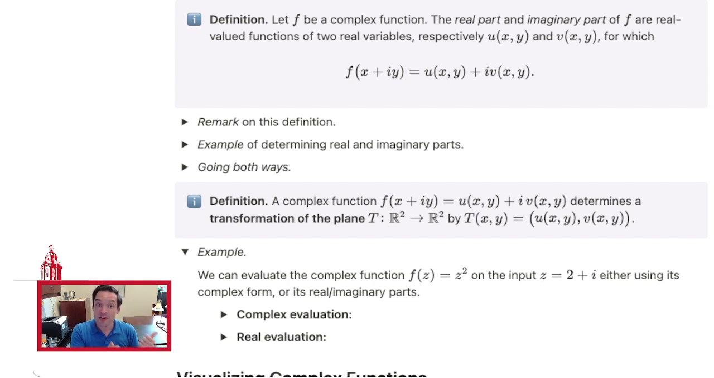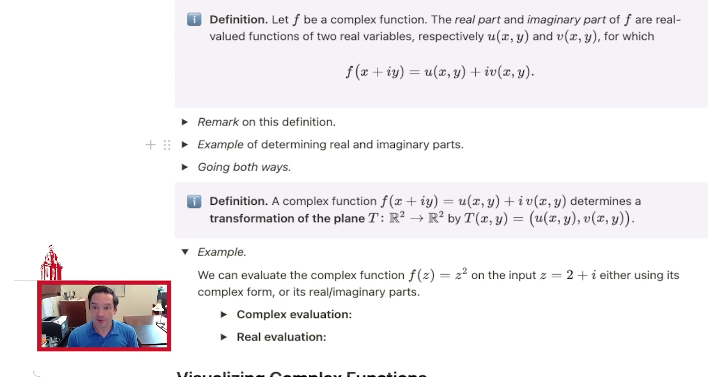Right? So our definition is that if you give me a complex function, I can give you two real valued functions of two real input variables. We're going to call them u of x and y and v of x and y. And they have the property that u of x and y is the real part of the output of f when the input is x plus iy, and v of x and y is the imaginary part of the output of the complex function f when its input is x plus iy.